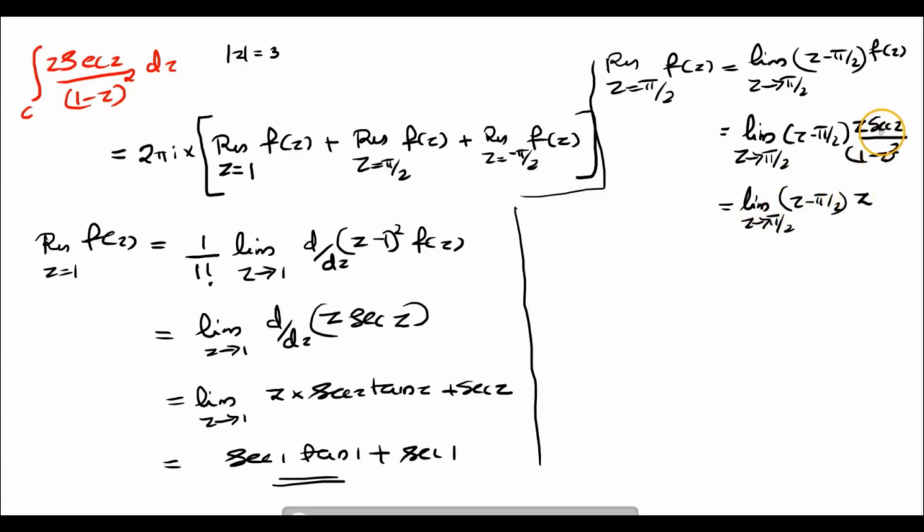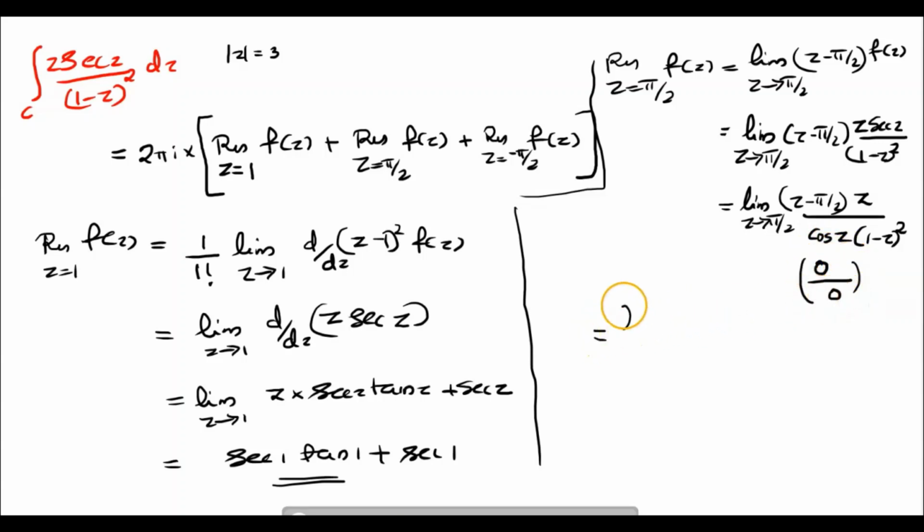Sec z is 1 by cos z. That means we have cos z into (1 minus z) all square in the denominator. Now taking limit z equal to pi by 2, the numerator is 0. Also the denominator is 0 since cos pi by 2 is 0. Therefore this is 0 by 0 form.